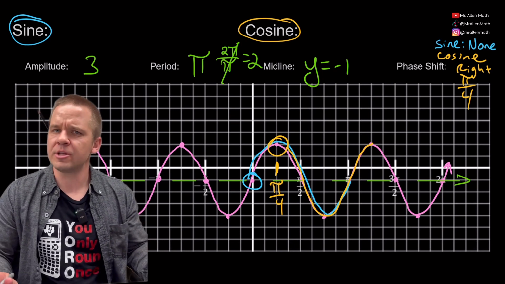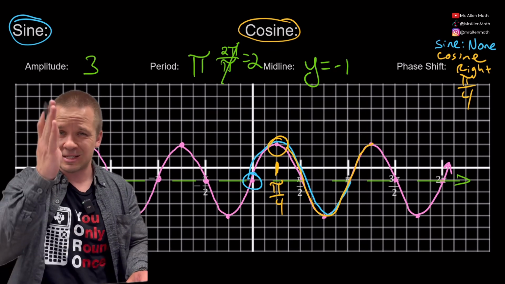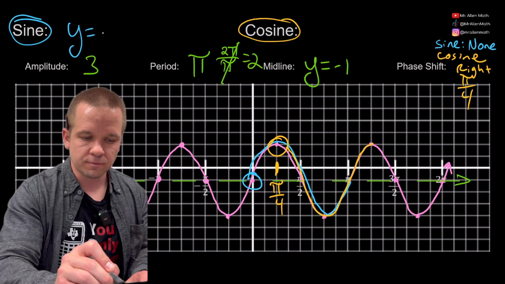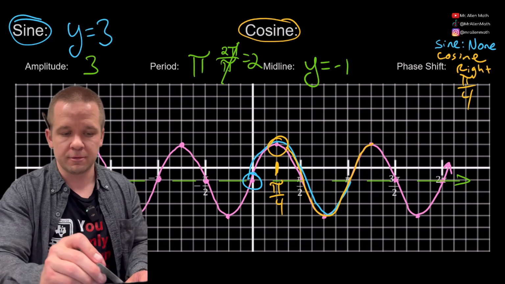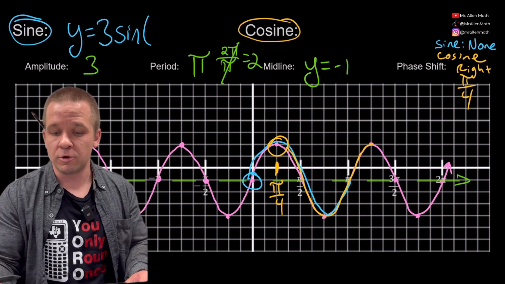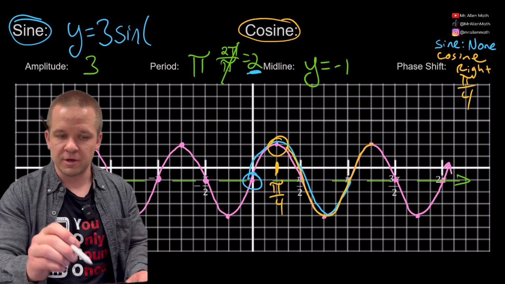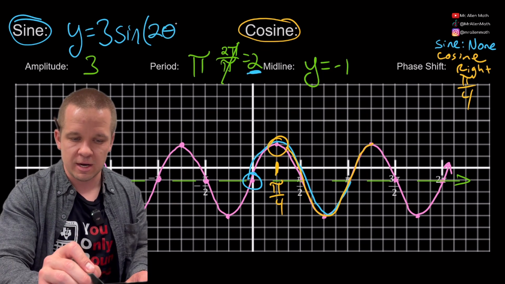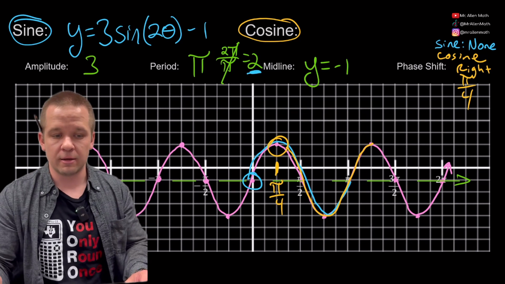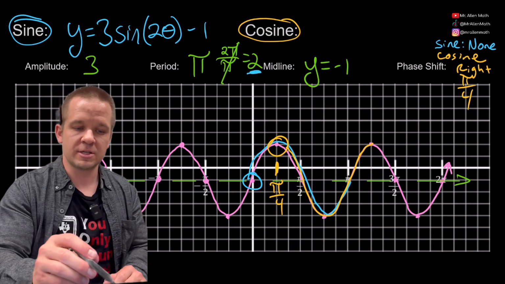All right, there we go. So we have all of the information that we need here. Let's write the equations. So if sine's in blue, and it starts on the midline, and it's on that y-axis, no phase shift needed, I'm going to have y equals 3 for my amplitude, sine, then I have my period multiplier, which we know is 2, and there's no phase shift, so it's just going to be 2 theta, and then I had to shift down 1, so -1 for my midline. There we go. That's a wonderful sine equation.